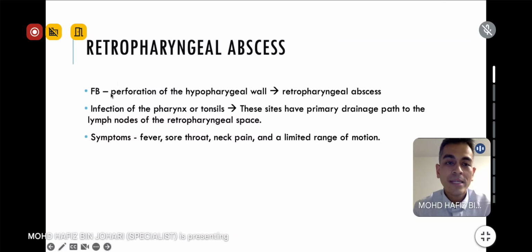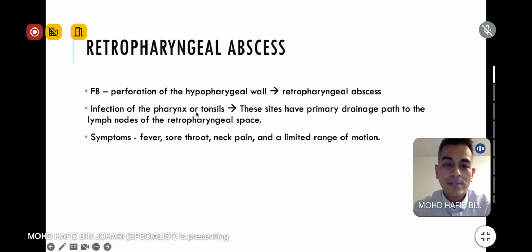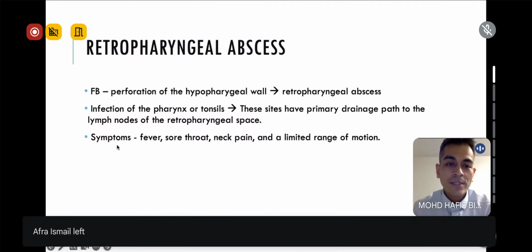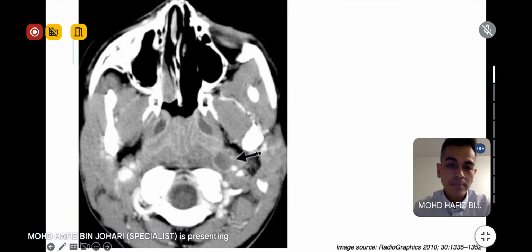What happens in foreign body ingestion is that there will be perforation of the hypopharyngeal wall, causing retropharyngeal abscess formation. For infection of the pharynx or the tonsils, these sites are the primary drainage path to the lymph nodes in the retropharyngeal space. So when it is inadequately treated, these retropharyngeal nodes become enlarged and may rupture and form a retropharyngeal abscess. Patient symptoms vary. The patient could present with fever, sore throat, neck pain, and limited range of motion.